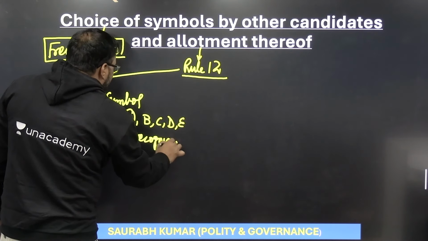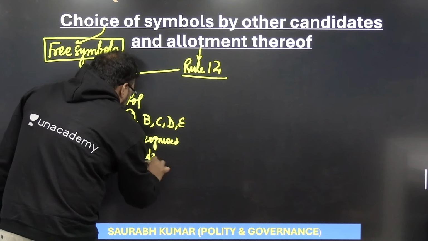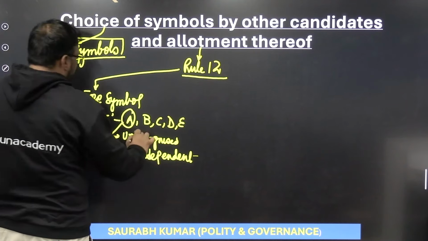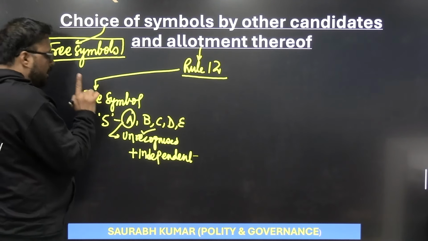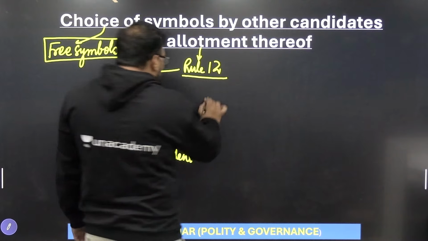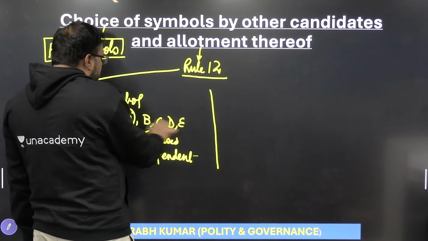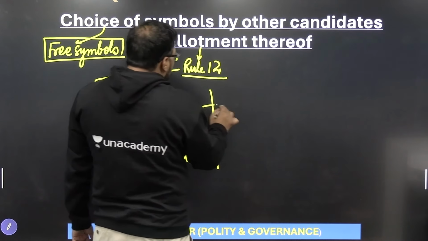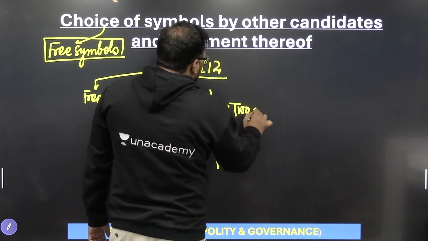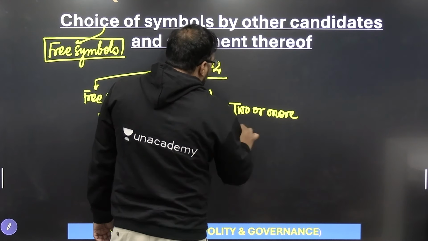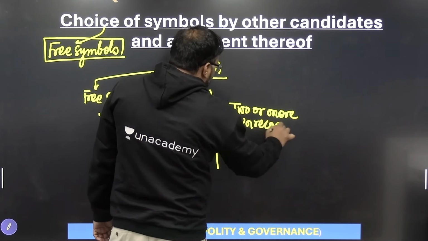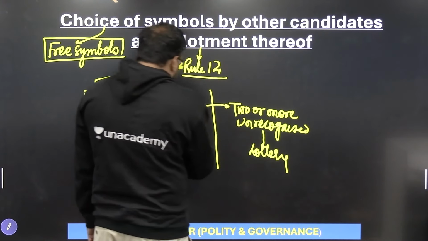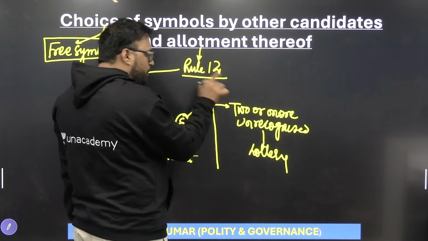At the same time, the same symbol is being taken by an independent political party. Then the rule says that the symbol A will be allotted to the unrecognized political party. This is the first probability. Second probability: out of these three symbols, the same symbol, for example E, is being taken by two or more unrecognized political parties. Then there will be a lottery system, and according to the lottery system, this symbol E will be given to one unrecognized political party.